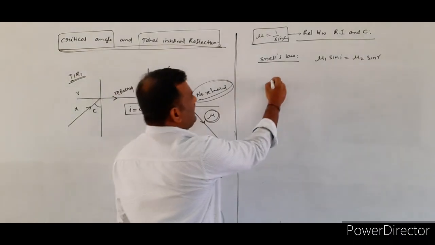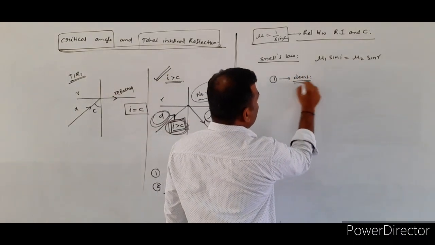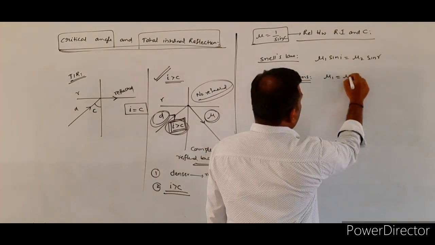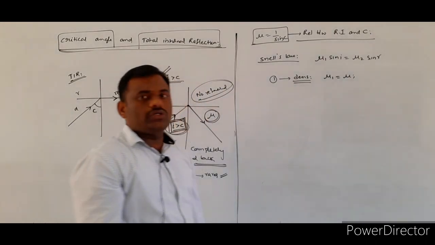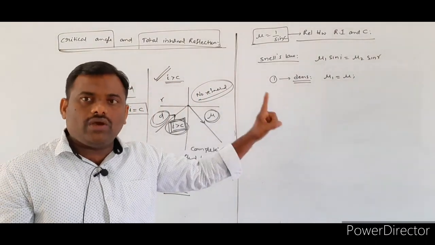First medium will be taken as the denser medium. For the denser medium, the refractive index value is equal to what? Mu1 is equal to mu.